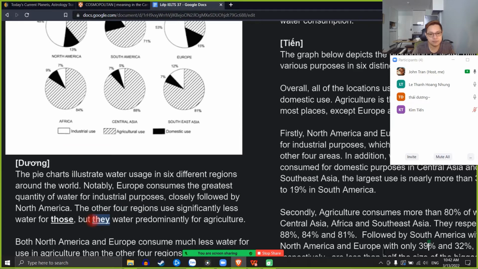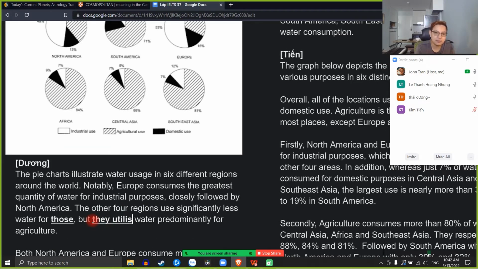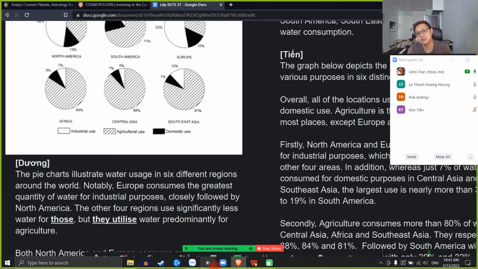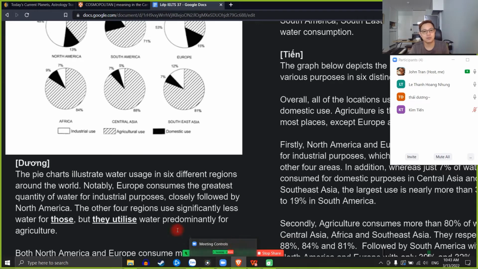But they utilize. Utilize is like same as use, you know. Cái động từ utilize bằng cái use thôi, utilize. It's similar. They utilize water predominantly for agriculture. Họ sử dụng nước một cách predominantly means like it's the biggest proportion. Một cách mà áp đảo luôn, sử dụng nước một cách áp đảo luôn dành cho nông nghiệp. Tức là cái lượng dành cho nông nghiệp nó nhiều nhất.